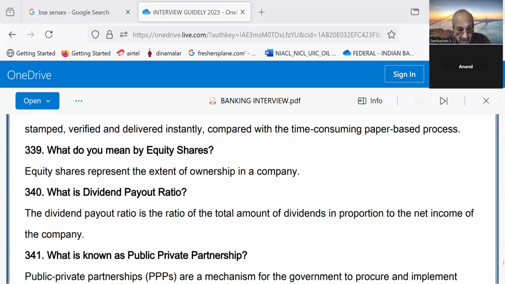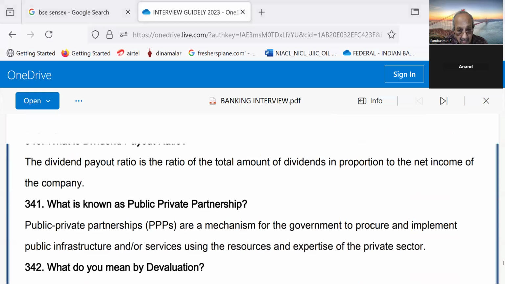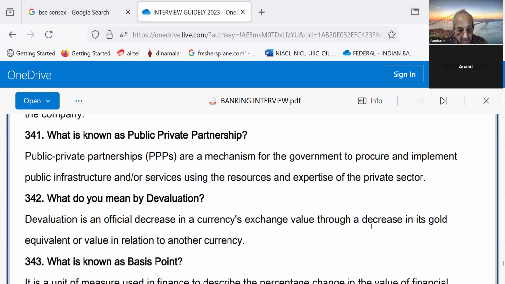What do you mean by equity shares? Equity shares represent the extent of ownership in a company. And what is dividend payout ratio? The dividend payout ratio is the ratio of total amount of dividend in proportion to the net income of the company. What is known as public-private partnership? Public-private partnerships (PPPs) are mechanisms for the government to procure and implement public infrastructure or services using the resources and expertise of the private sector.